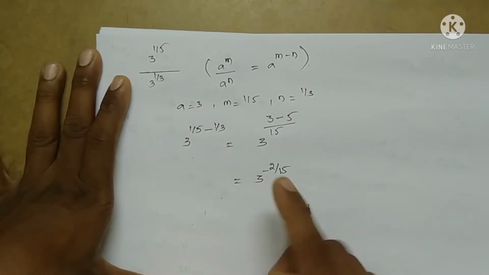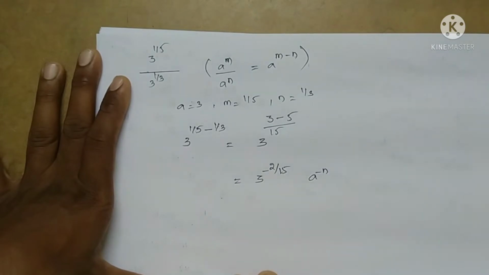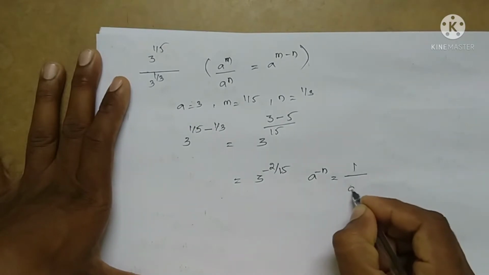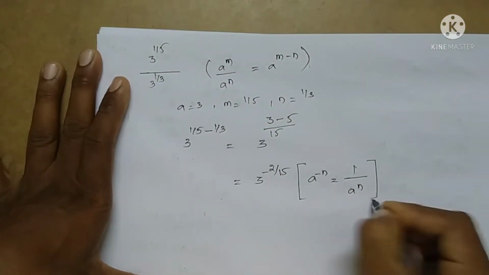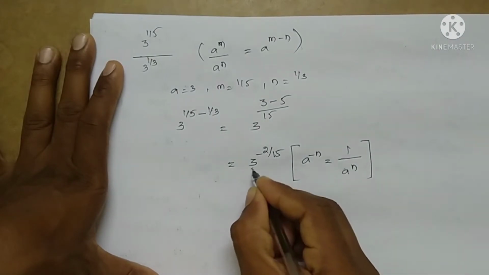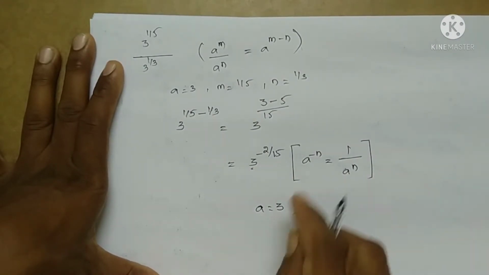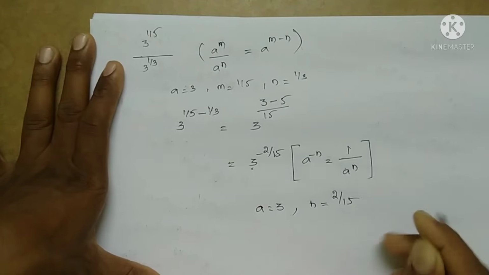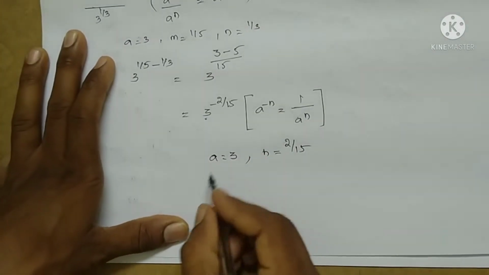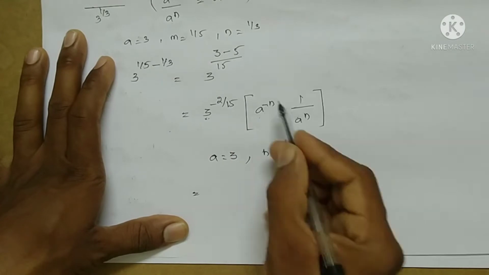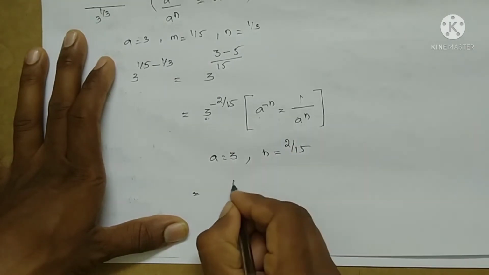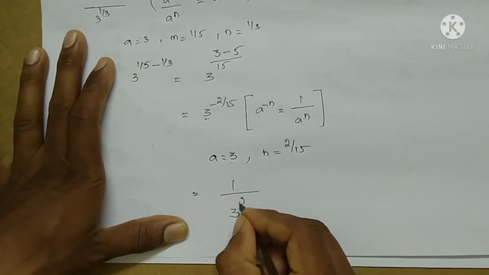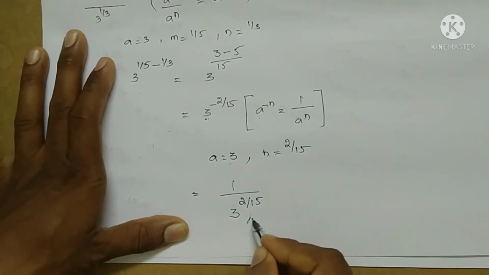So it is of the form a^(−n), right? The result is 1 / a^n. Here a is equal to 3, the base is 3, and n is equal to 2/15. So finally our result, of the form a^(−n), is 1 / a^n, that is 1 / 3^(2/15). This is our final result.